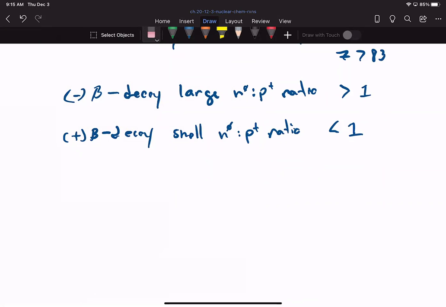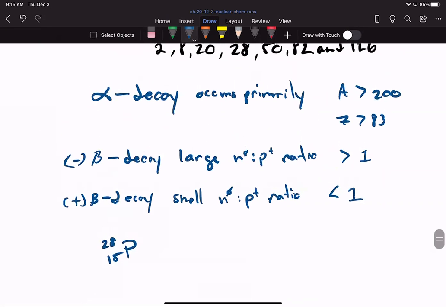So let's do a couple. We're going to determine what type of beta decay to use. If we were to use, let's say, phosphorus 28, 15. Alpha decay is definitely not it, since it's not greater than 200 and not greater than 83. So alpha decay is not going to happen for phosphorus 28.